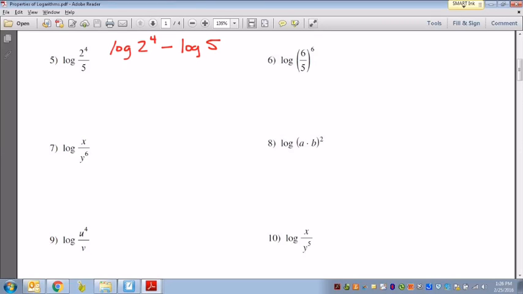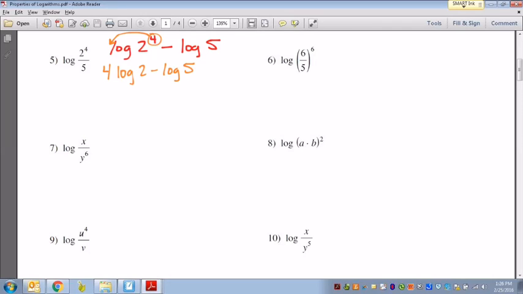And then one of the other properties of logarithms is with exponents. If I have an exponent on a logarithm, you move it to the front of the logarithm, because logarithms are about solving exponents. Whatever answer you get, you just multiply it 4 times is basically what we're saying. So it's going to be 4 log 2 minus log 5.